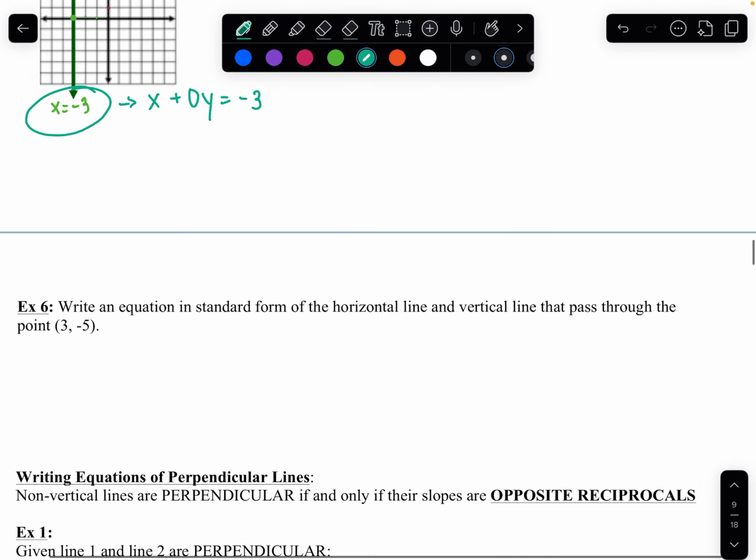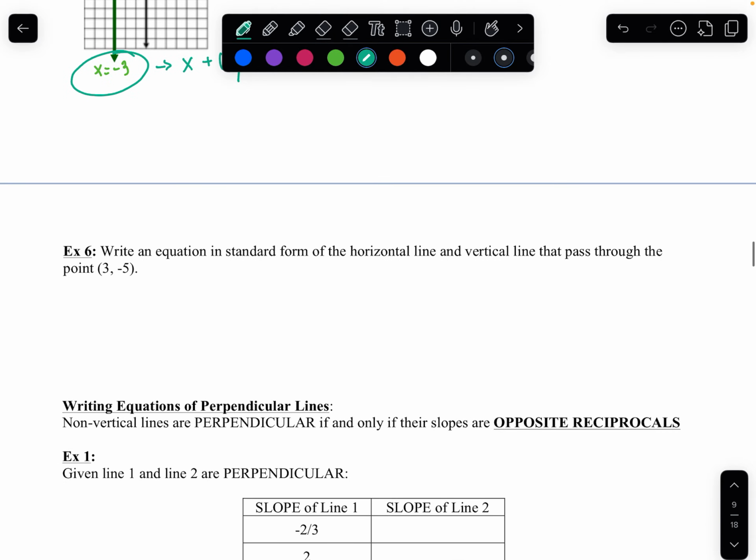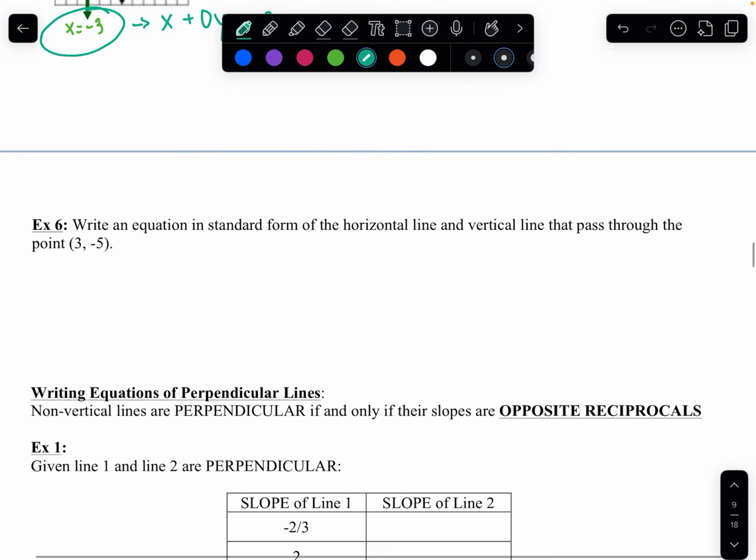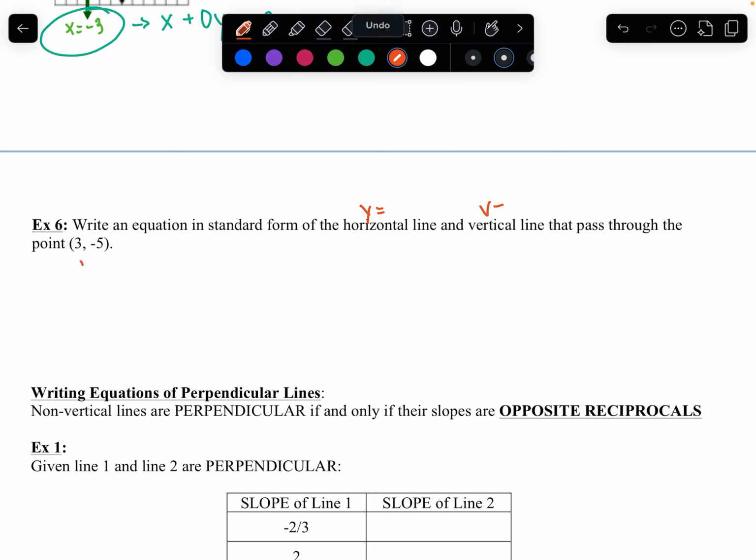So let's look at example 6. We're writing an equation in standard form of a horizontal and vertical line. Again, think horizontal is y equals, vertical is x equals, that passes through the point 3, -5. And so, since we have x and y, we have x equals 3 and y equals -5.